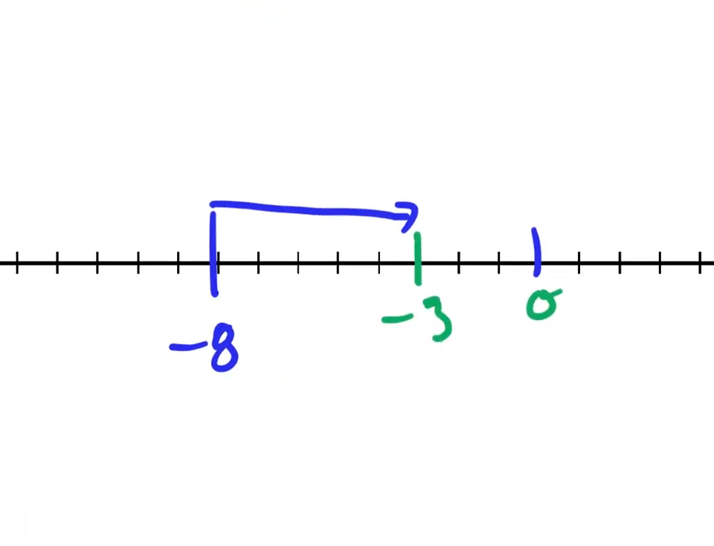And if you needed to, you could just count it. I'm going to go this way: negative 7, negative 6, negative 5, negative 4. Okay, as we go to the right, it just keeps getting more and more positive. We land at negative 3. And we were adding 5. To get to 0, we would have had to add 8, because the absolute value of negative 8 is 8, because it is 8 away from 0. And all we did was add 5. So we didn't get to 0. So it stayed negative. Okay?